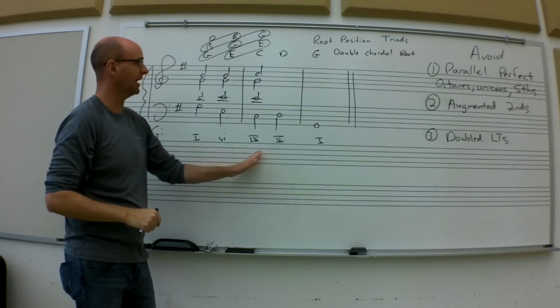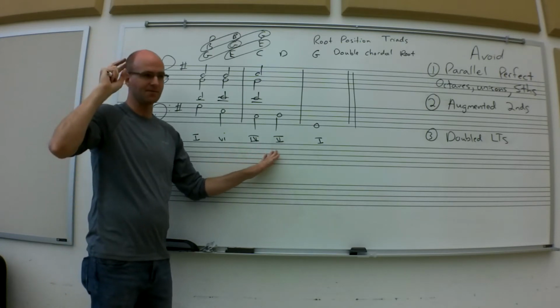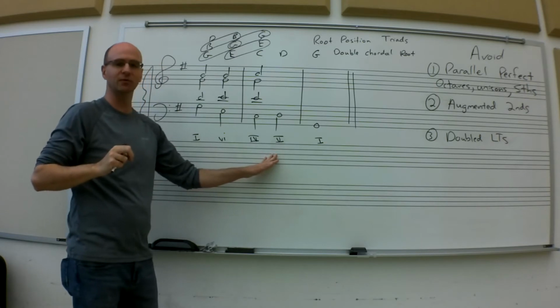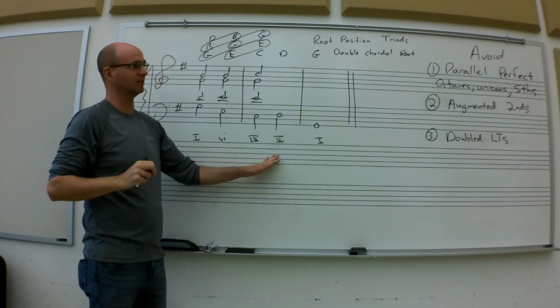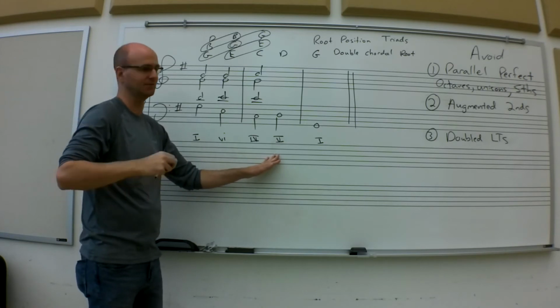Now moving from 4 to 5, this is when our voice leading antenna really needs to go up, right? Because this is where we can really fall into the trap of writing many parallel octaves and fifths, all right?